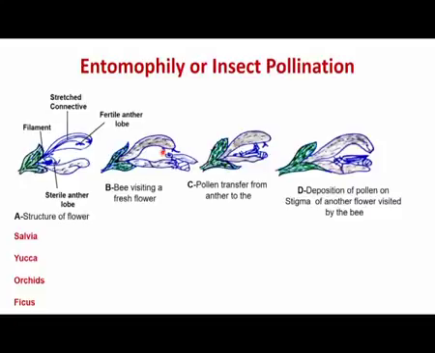So, the salvia has a unique flower where the corolla is bilobed. Because of this bilobed corolla, the lower lobe works like a platform on which the insect will sit, whereas the top lobe works like a roof. That protects the flower and gives it a kind of covering.